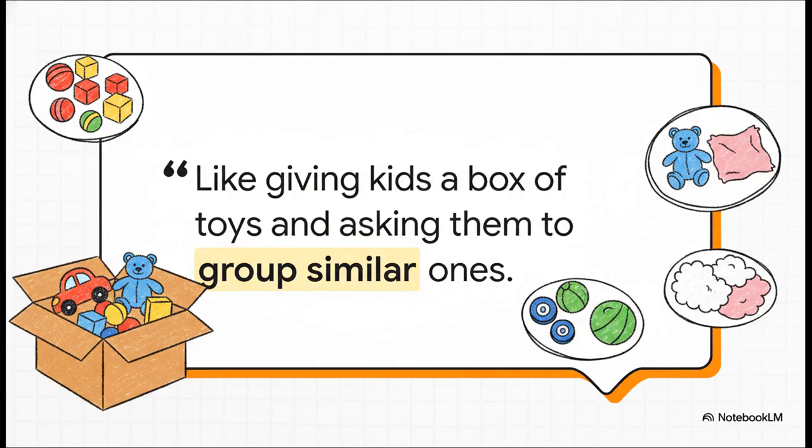A kid doesn't have categories like vehicles or action figures pre-programmed. They just start making their own little piles based on what they see. Okay, here are all the red toys. Here are the ones with wheels. And here are all the soft, cuddly ones. The machine is doing the exact same thing, just sorting data instead of toys.